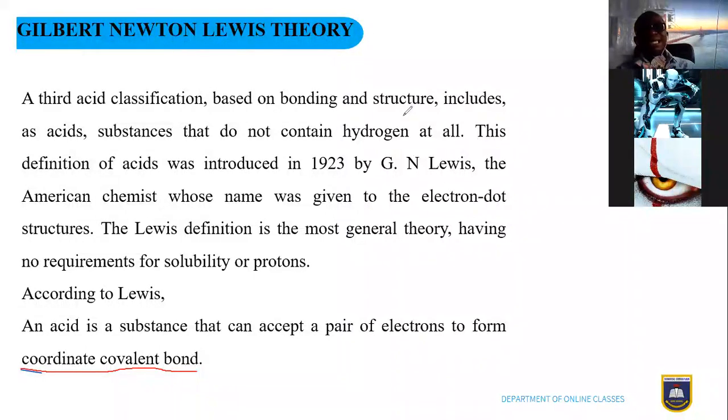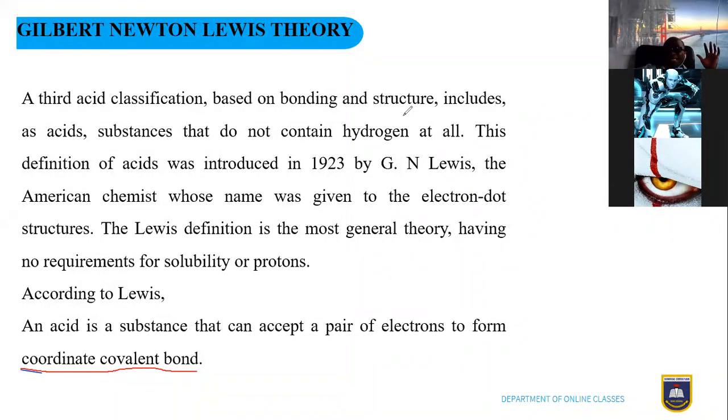Lewis is saying that any substance that has empty orbitals capable of accepting a pair of electrons to form coordinate covalent bond is an acid. Any substance that can accept a pair of electrons. And I want you to know the difference between what Lewis says and what Brønsted-Lowry says. If not, you will confuse yourself.